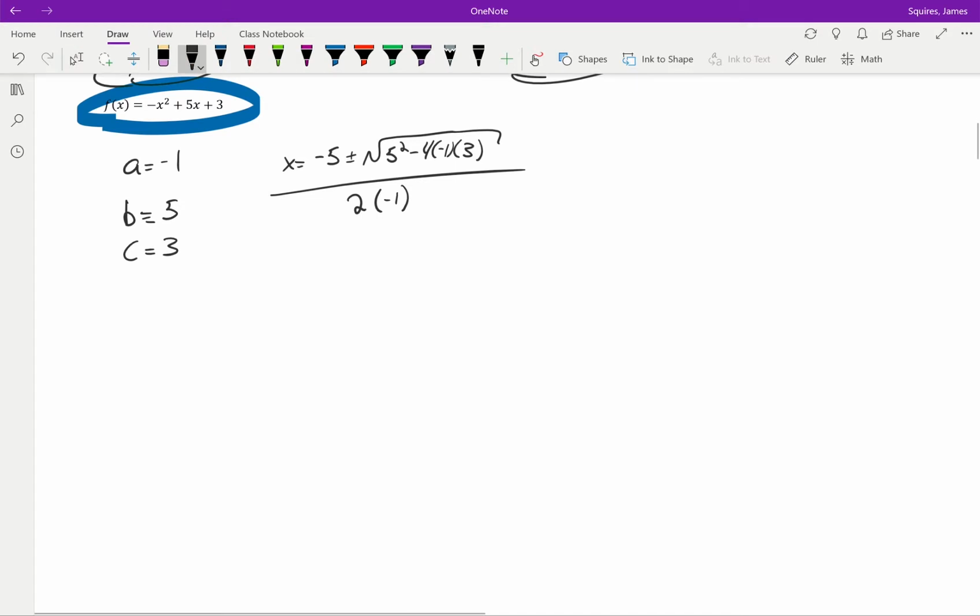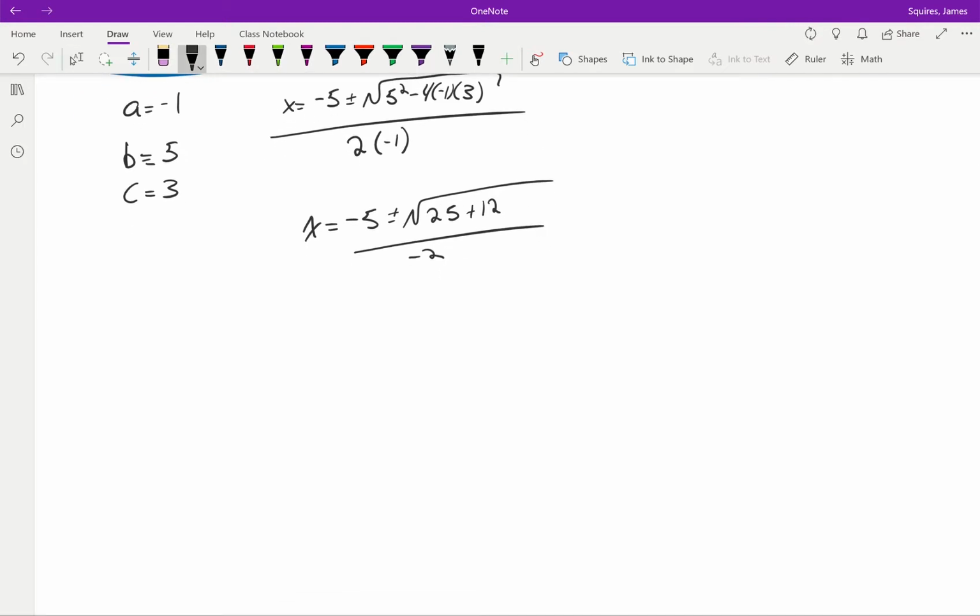Alright, let's clean this up a little bit. So we're going to get x equals -5 plus or minus the square root of 25 plus 12, all divided by -2, or otherwise known as x equals -5 plus or minus the square root of 37 divided by -2. Note, the square root of 37 isn't some nice clean number, so 37 isn't a perfect square. The square root of 37 is about 6.08, all divided by -2.